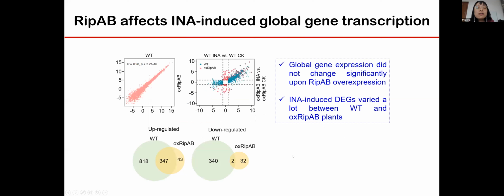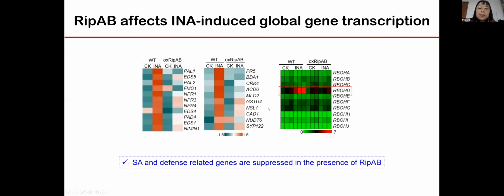To explore the influence of RipAB on induced immune gene transcriptional reprogramming, we performed RNA-seq in wild-type and RipAB transgenic plants treated with SA, and we found the global gene expression didn't change significantly upon RipAB overexpression, but the SA-induced differentially expressed genes varied a lot. Most importantly, we found the SA and defense-related genes are suppressed in the presence of RipAB. Moreover, RipAB significantly suppressed the SA-induced RBOHD induction.